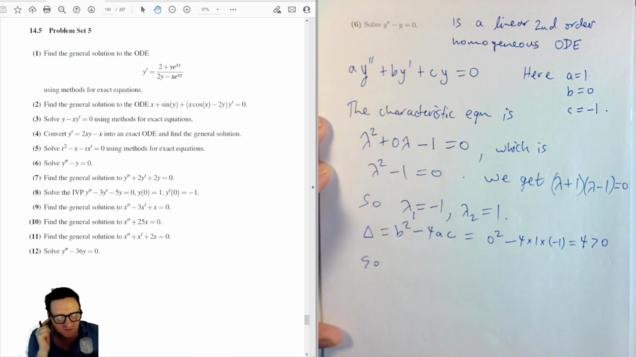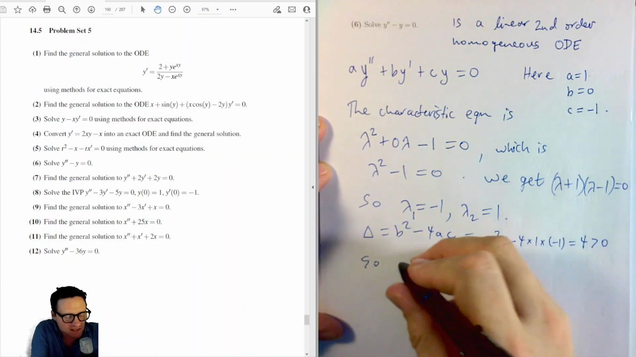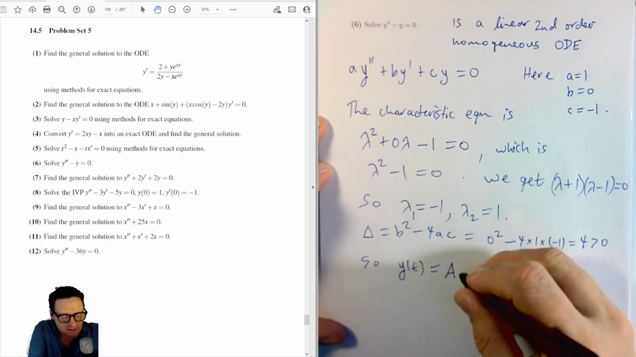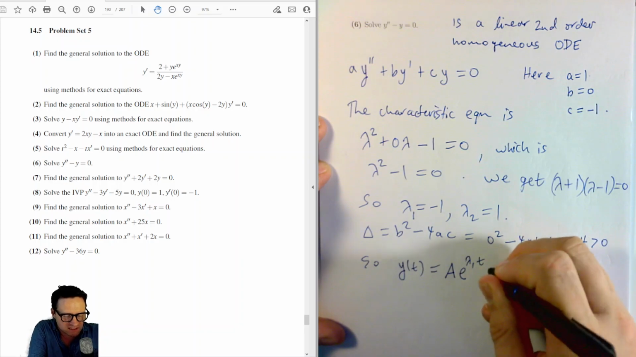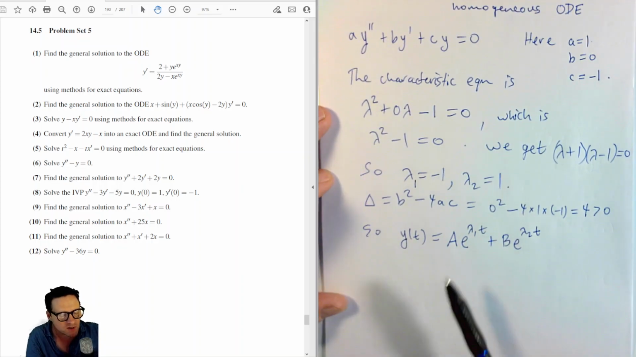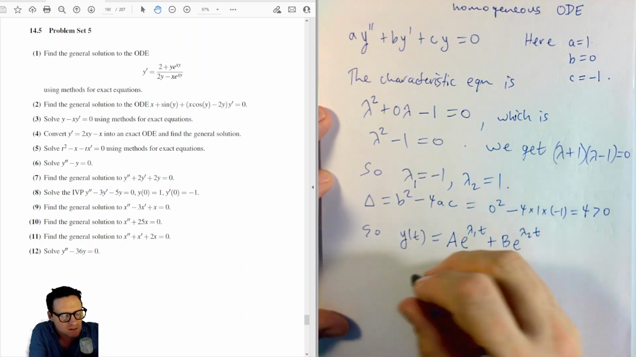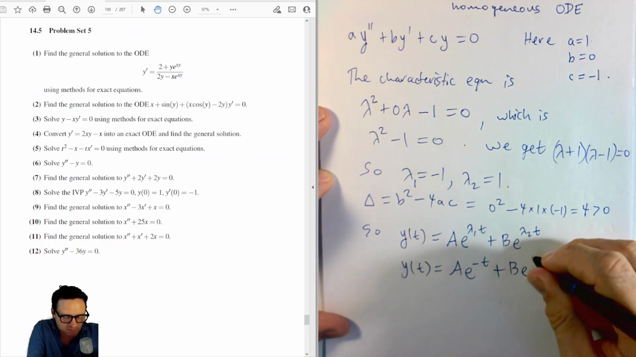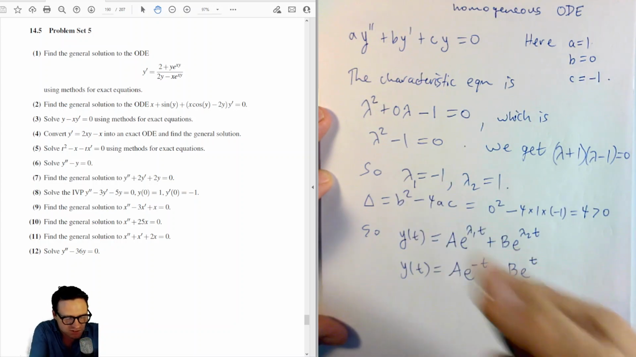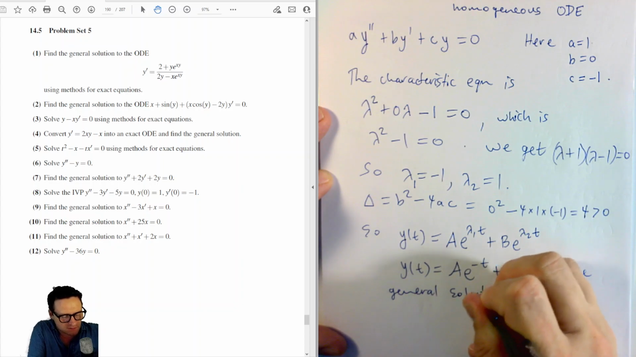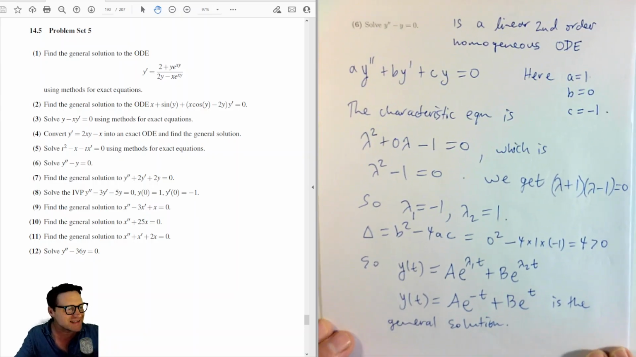And so also when we have two real roots or a positive discriminant delta, we know what the general solution looks like. Okay, so we have then y as a function of, say, t. We have a constant a times e to the power of lambda 1 t plus b e to the power of lambda 2 times t. Okay, and in our case, we've got lambda 1 is minus 1 and lambda 2 is 1. So y of t in this case is a e to the minus t plus b e to the plus 1t. And this is our general solution to the differential equation. So this is the general solution. Okay, great. Let's move on to question 7.